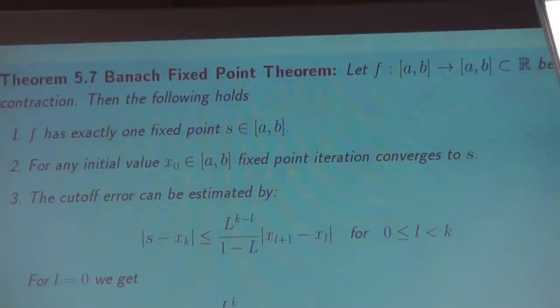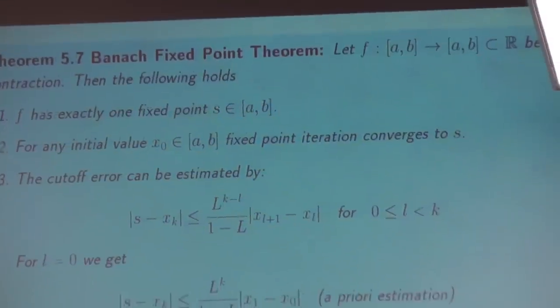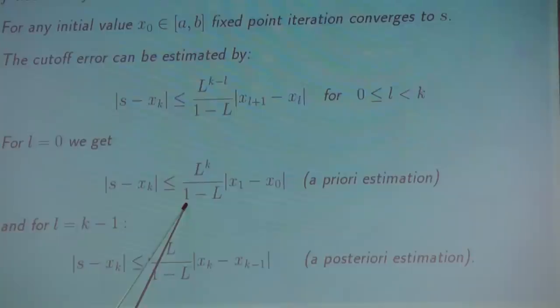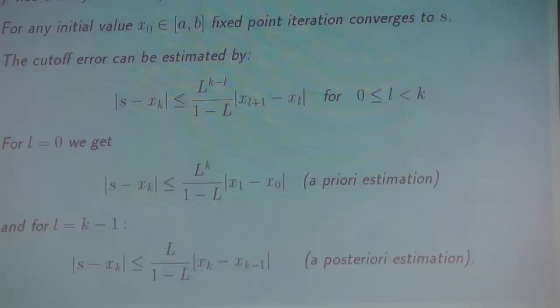Let's look at the a priori estimation. Assume for a moment we would have L equal 1. Then here the denominator would be 0. Or let's take an L which is close to 1. Then the denominator is extremely small, and this goes to infinity. That means we get a very bad estimate for L close to 1.